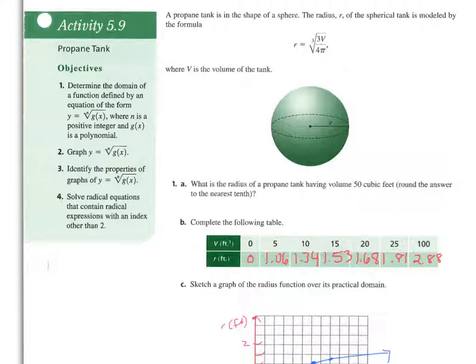This last activity is pretty much what we did in activity 5.8 with solving square root equations, but this is doing the same thing for cube root equations and fourth root equations. We're going to go through just a little bit about each one, but we're going to focus mostly on how to solve an equation that has either a cube root or a fourth root in there.